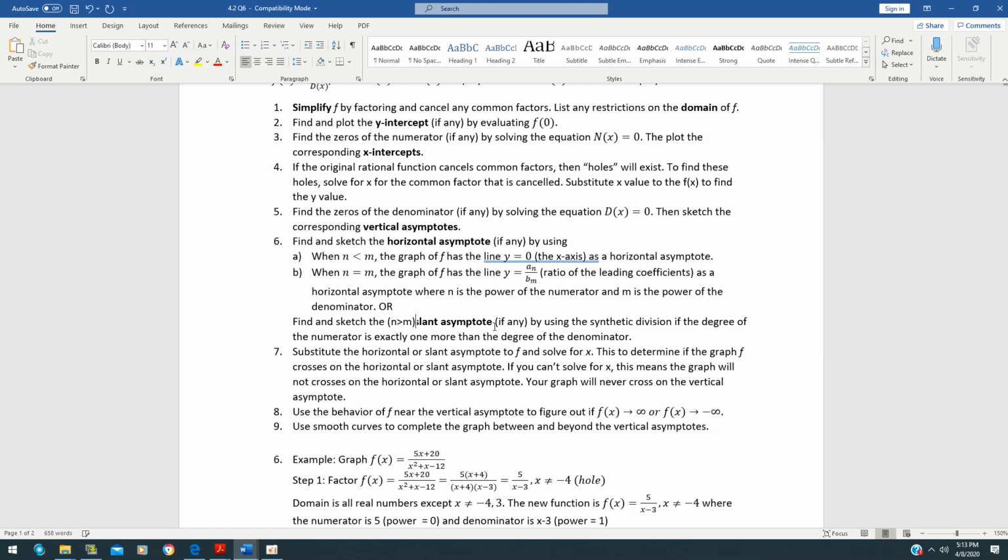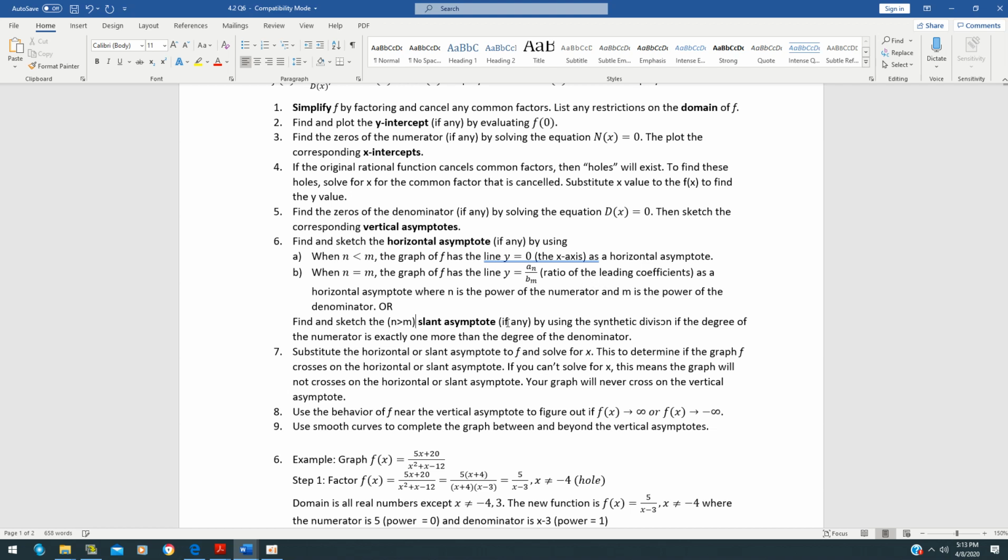A slant asymptote, or oblique asymptote, is an asymptote that can be a straight line, which looks like y equals mx plus b. It can be a parabola, y equals ax squared plus bx plus c, or it can be a cubic function, or any other functions that you learn in chapter 2 and chapter 3. However, in this class, we will just be concentrating on y equals mx plus b, which is a straight line.